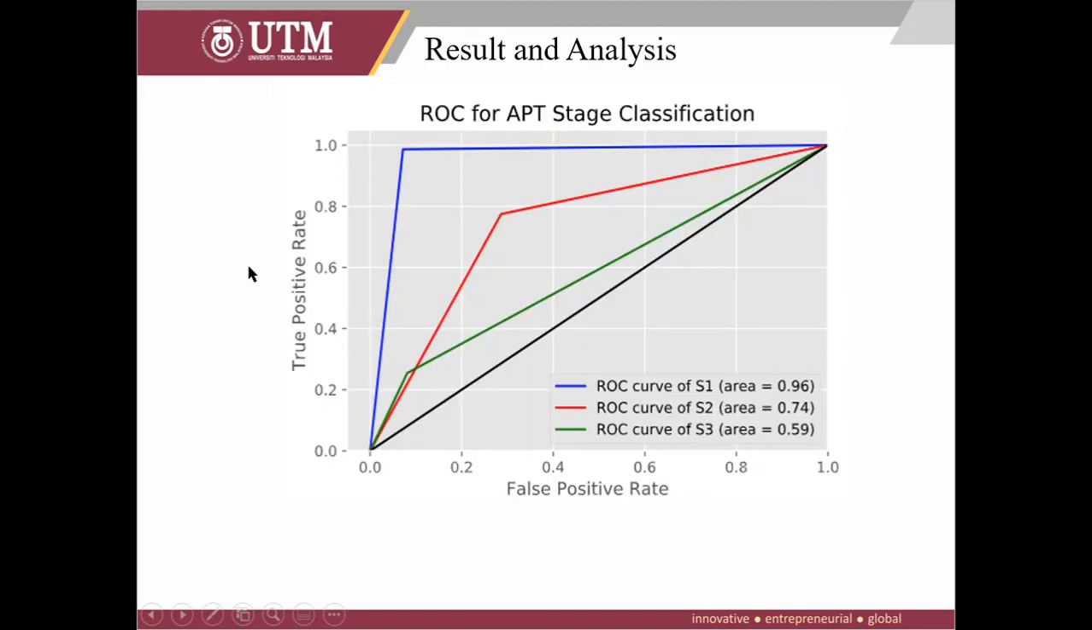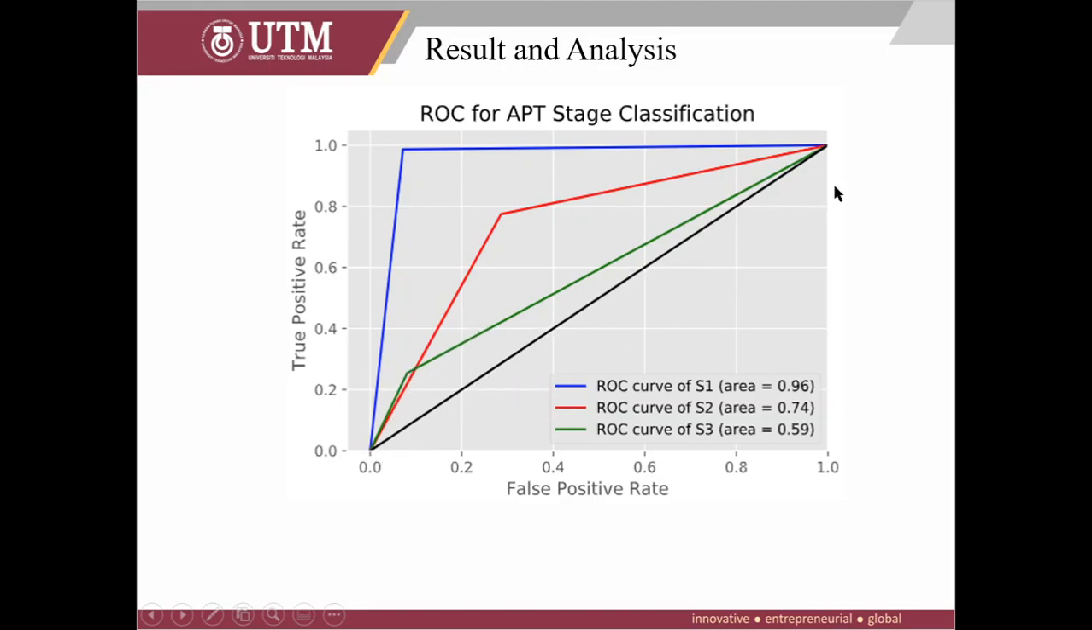This is the AUC ROC graph that we have. This is the true positive rate plotted against the false positive rate, and the information we're looking at is the area under the curve. For S1, S2 and S3, we can see S1 has a very high area closing to 1, which is very good at classifying S1. S2 is also okay, not too bad, but S3 has not very favorable numbers here.